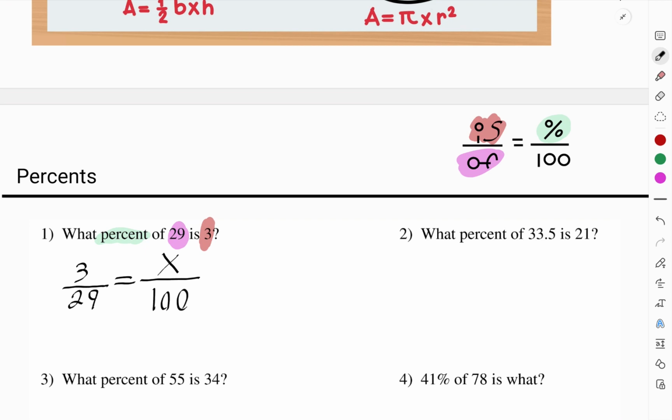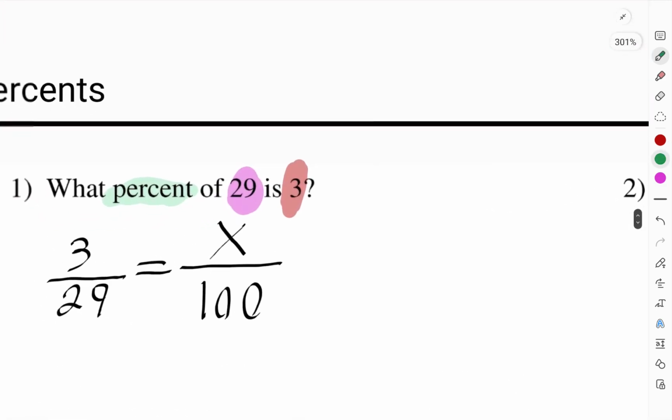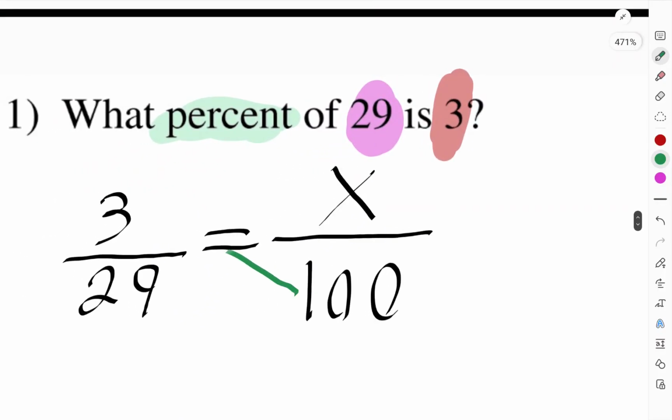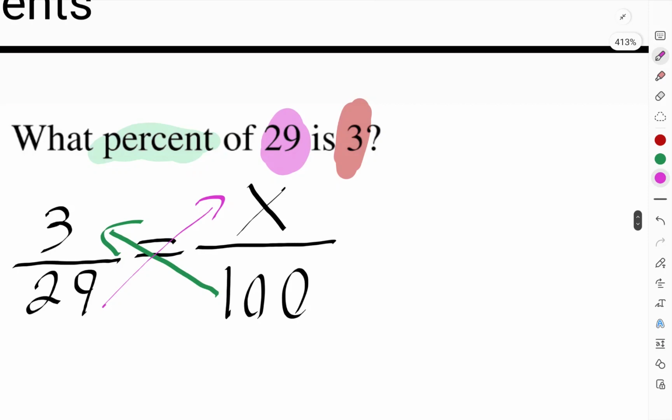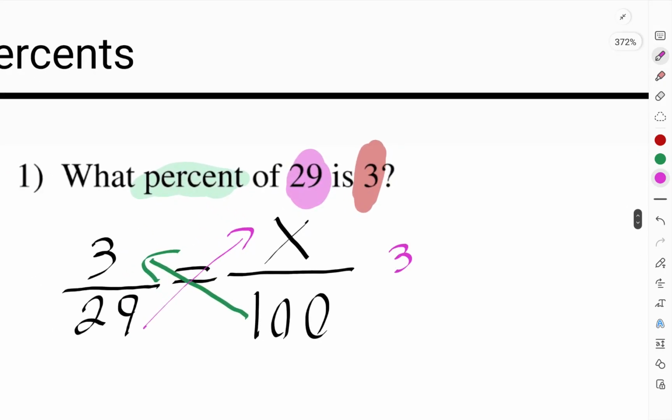Now, this is the process that you're going to have to do. We're going to have to do cross multiplication. That means my 3 is going to multiply with my 100 right there, and my 29 is going to multiply with the X right there. So let's rewrite what we're going to have. So we're going to have 300 equals, and it's going to be 29x. Let me put everything else I need. I want to show you where I get the numbers from. There we go. That's what we're going to have.